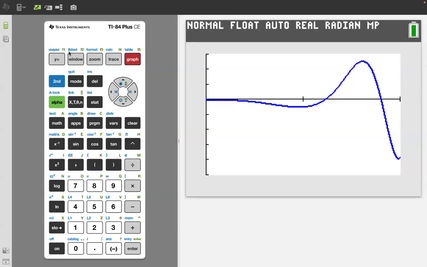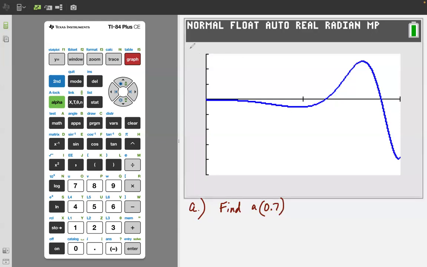Now what I'm going to do is take my writing implement here, and we're going to put question A at the bottom. Question A said, find the acceleration at time 0.7. Find the acceleration at 0.7. So we're looking at the graph of velocity. This is a graph of v of t.